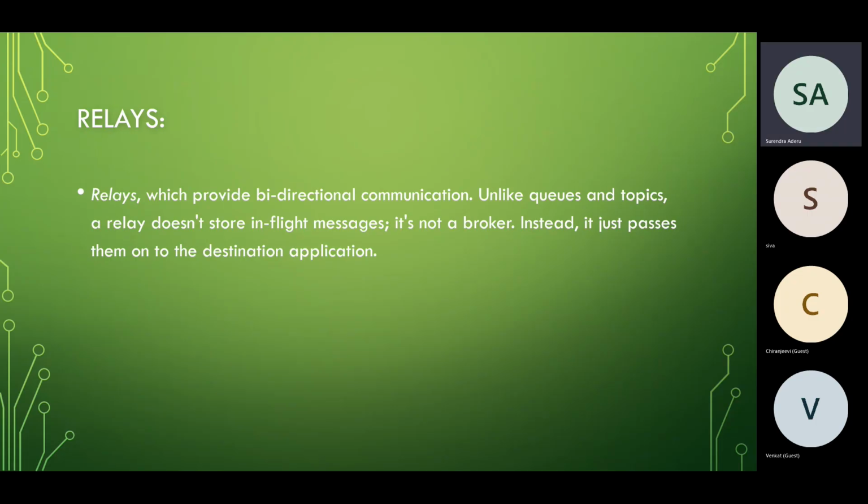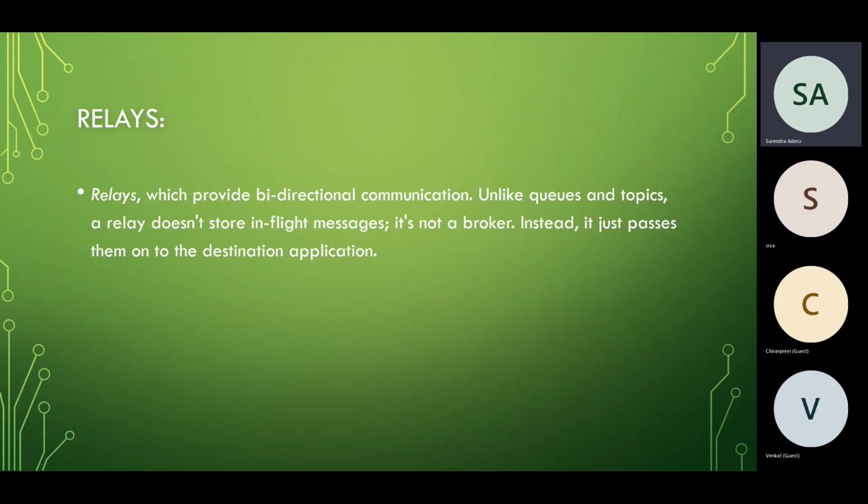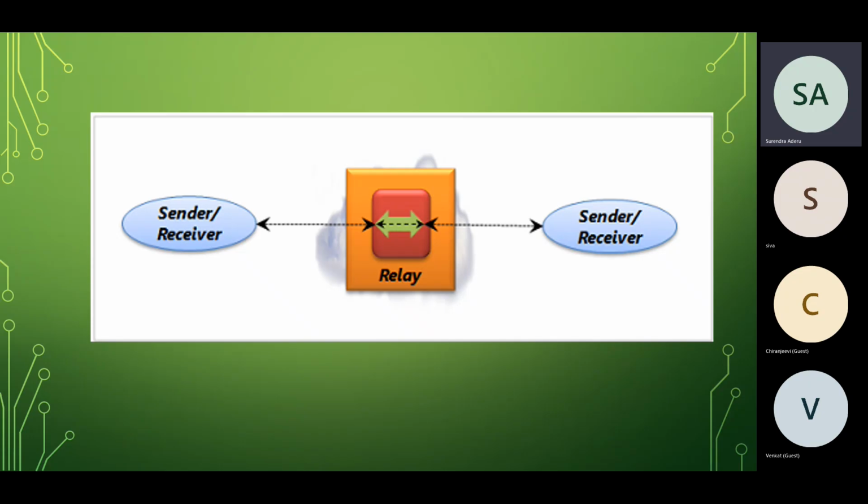Third one is relay. So relay is not like your queues and topics, right? It does not work as your queues and topics typically. This will be bidirectional. It means sender and receiver can both send and receive messages, and it will not store any kind of messages in a store, right? It's not working as a broker. If you could see these messages, it just forwards your message. That's it. It will not hold any kind of message, but it is bidirectional.